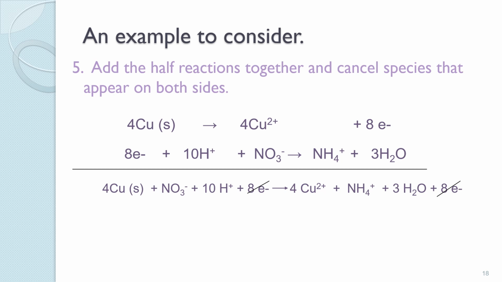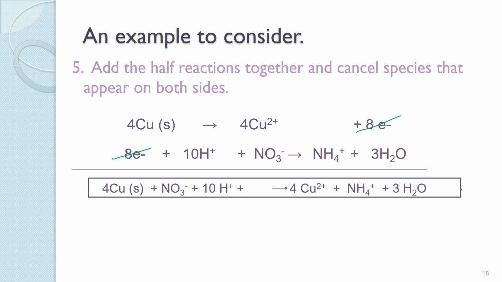And like you see, if you want to, you can cross them out here and not even write them. But you can see here we wrote them and then crossed them out either way. So 4 copper metal plus 10 hydrogen ions plus 1 nitrate ion. That's on the left-hand side of the arrow. So 4 copper ions plus ammonium ion plus 3 waters. And once you do that, every element should be balanced and the charges should be balanced.